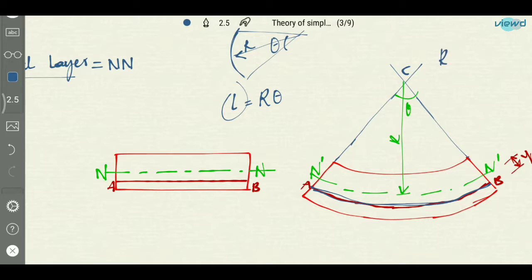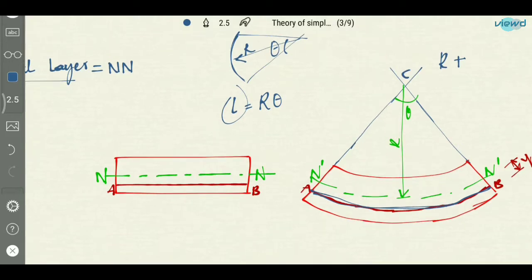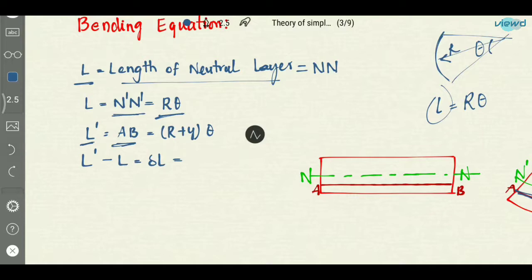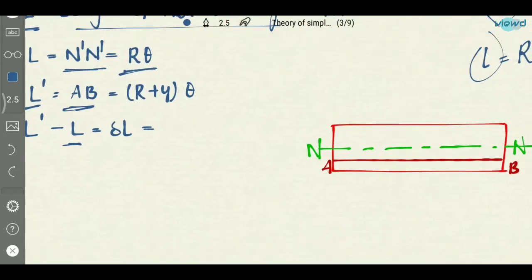It will be the radius up to the neutral axis plus the distance y that we have taken. So r plus y will be the radius of curvature, into the angle theta. So the length of AB will be (r plus y) into theta. The change in length of AB will be given by L dash, the final length, minus L, the initial length. The initial length of AB is equal to the neutral axis length, so we take it as L. L dash minus L is the change in length, which is delta L.